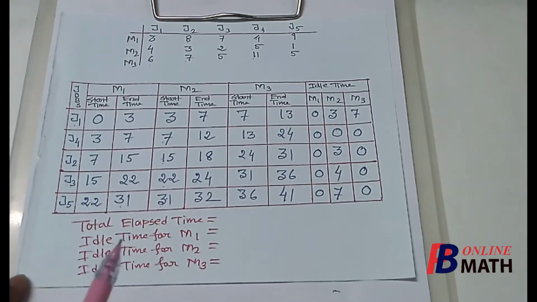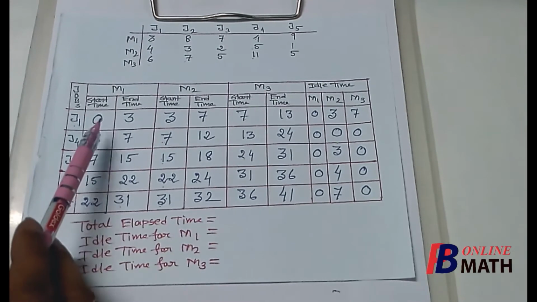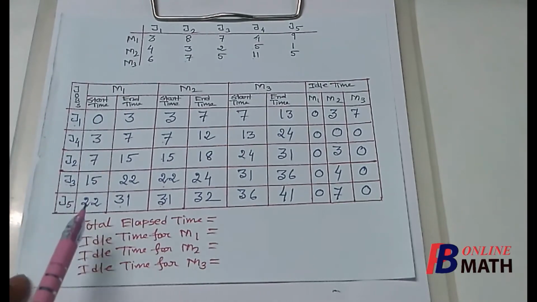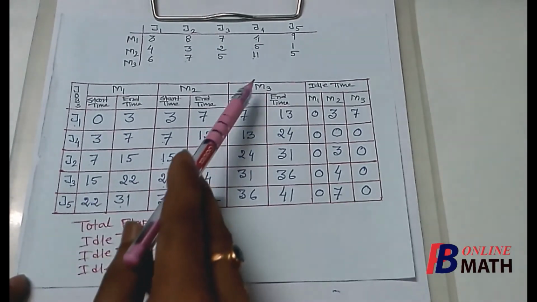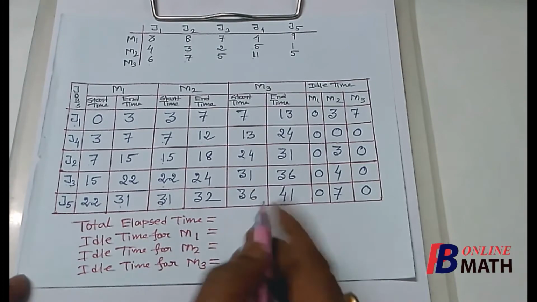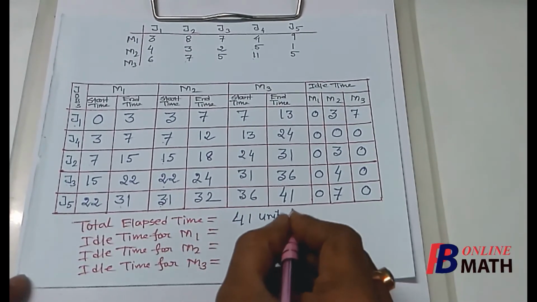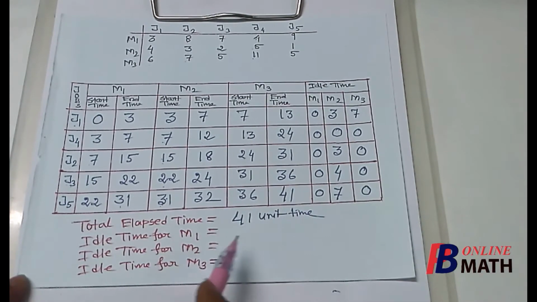Now we shall find all these answers. Now total elapsed time. Total elapsed time means the time required from the start of the first job on machine M1 to the end time of the last job on machine M3. Now the start time is 0 and the end time for the last job on the last machine is 41. So this is the required total elapsed time. So total elapsed time is 41 units of time.